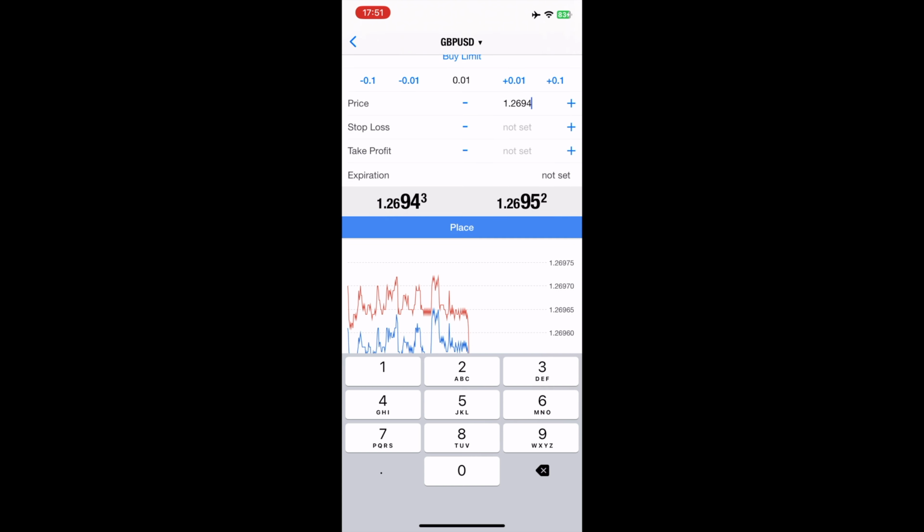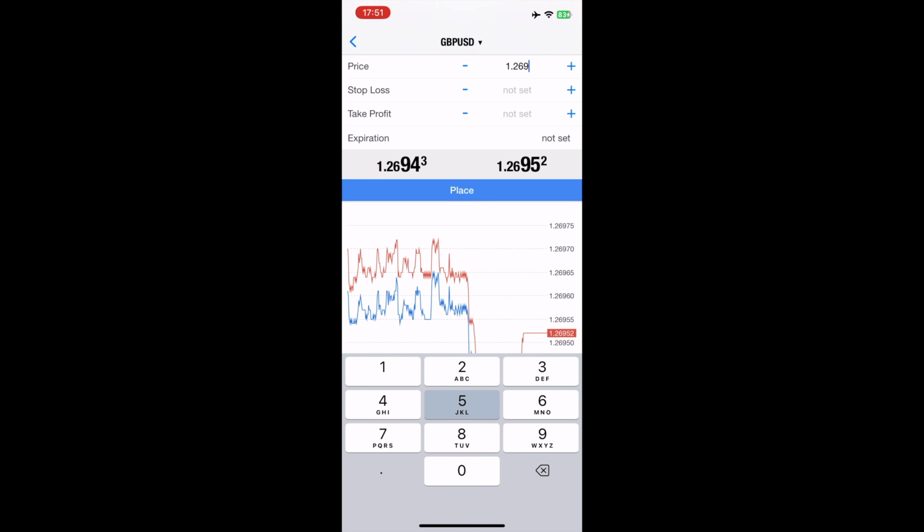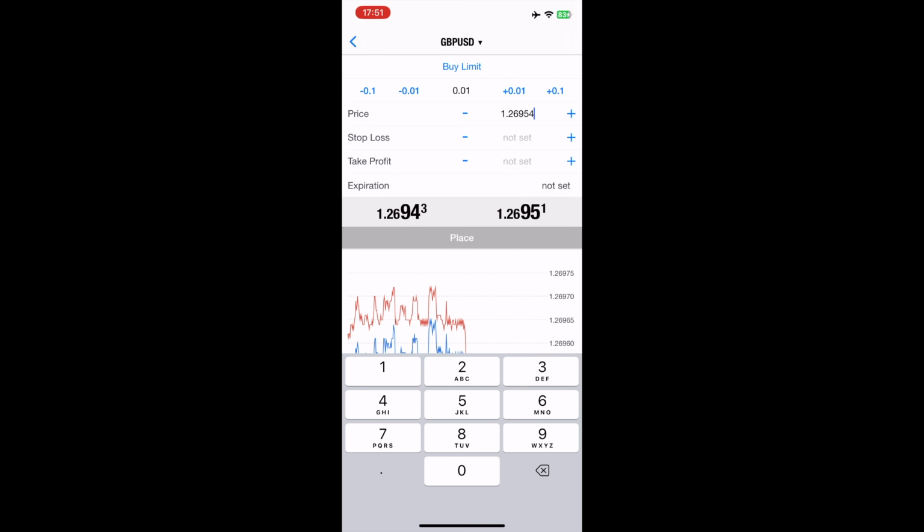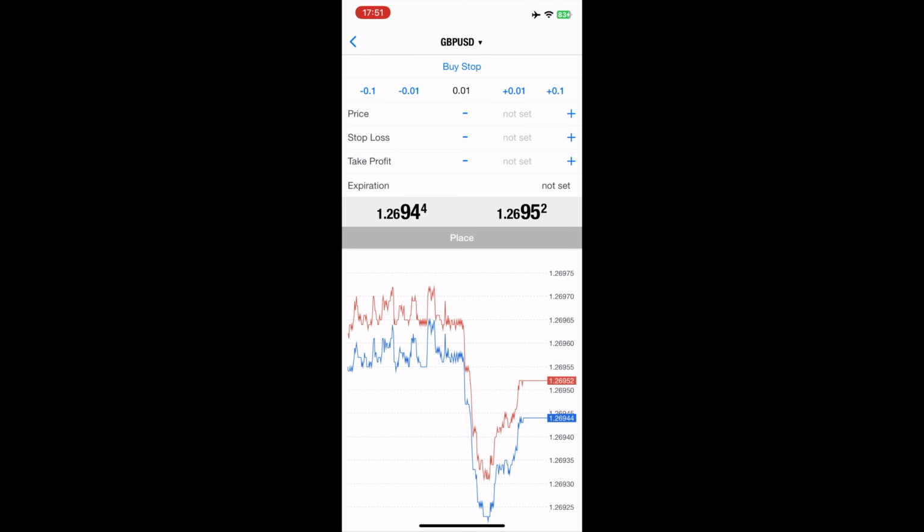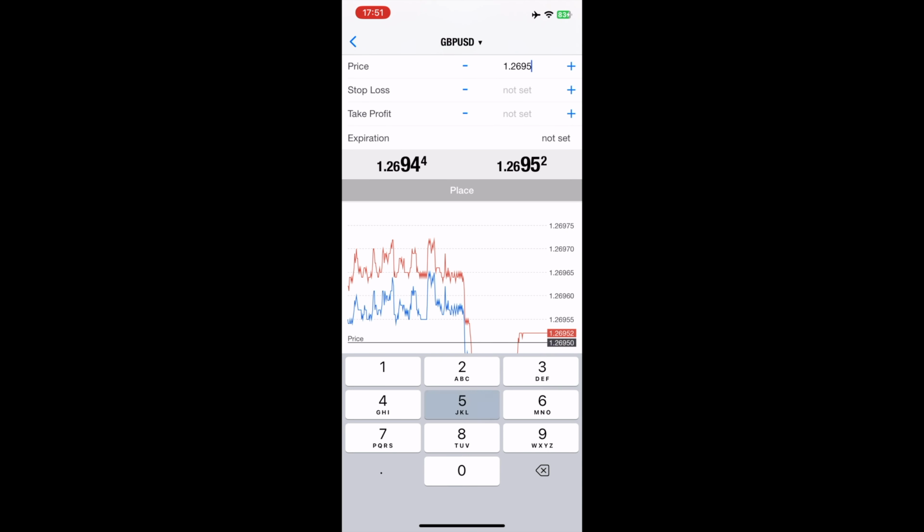Buy limit at 26954. And you see, I'm not able to place it. I'm clicking on it now. I cannot place it because it is below that already. But instead, I can click a buy stop and still put 26954 and place. This is going to work.